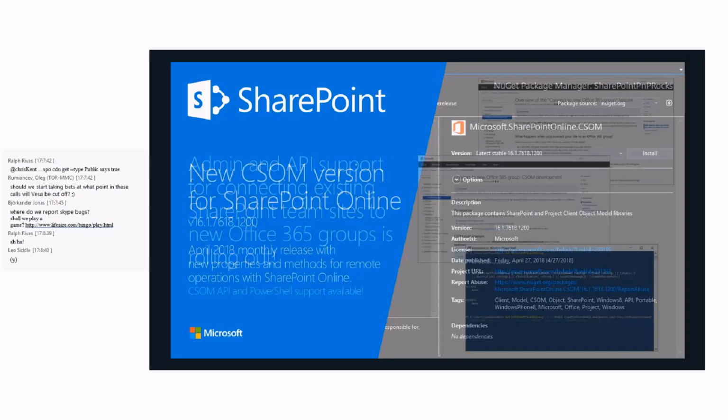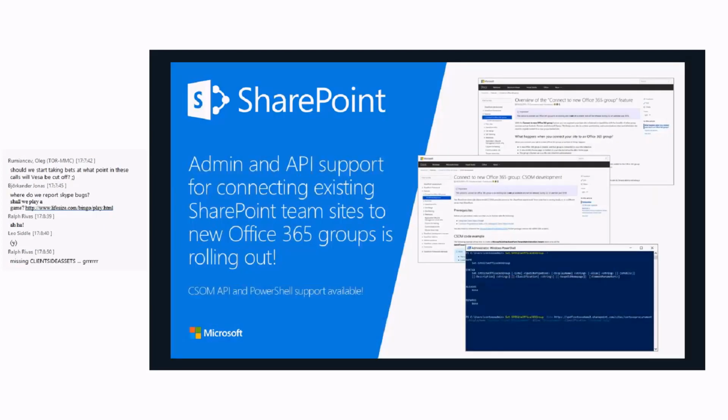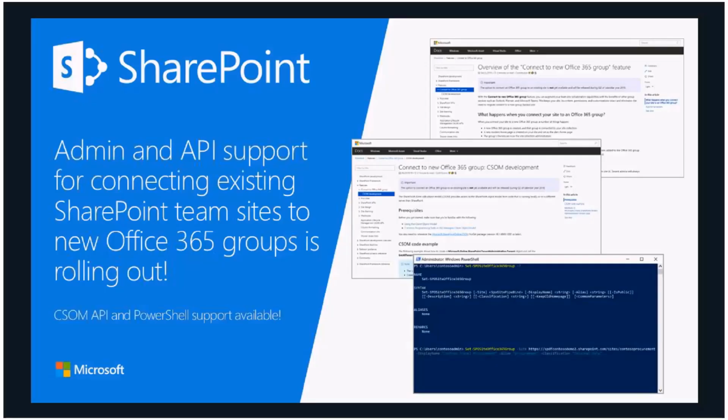Now, on the new things, this went live, I think on Tuesday, Tasha's, well, Monday, Tuesday, depending on which side of the world you're living. Tasha's pushed out the blog post in the Microsoft Tech Community: the admin and API support for connecting existing SharePoint team sites to new Office 365 groups is rolling out. This is now available from a PowerShell side and also from a CSOM side. So you're able to programmatically create a new group for your existing classic SharePoint site. And this is basically the same thing as groupify.